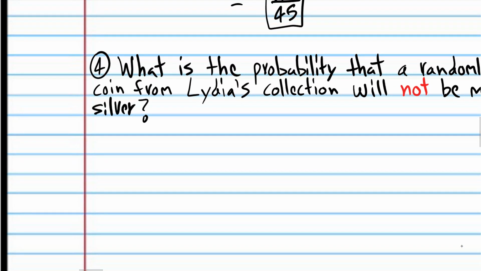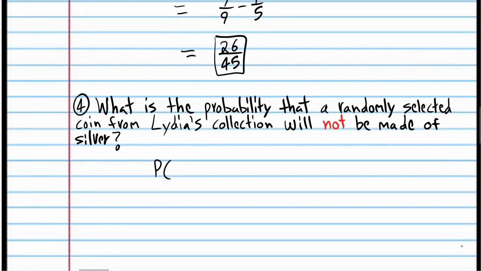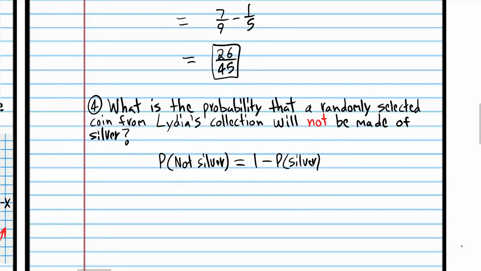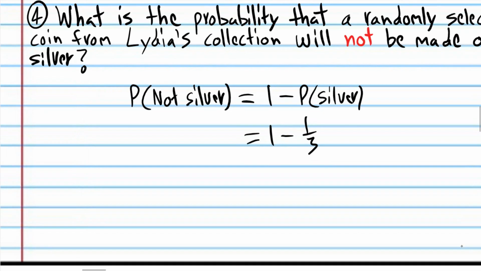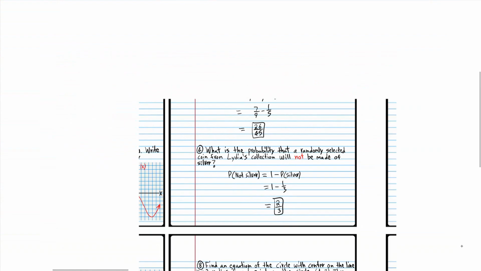So the probability that a coin selected from Lydia's collection will not be silver is equal to 1 minus the probability that a randomly selected coin will be silver. And we're given that information. That's 1/3. We're told up here the probability that a randomly chosen coin will be made of silver is 1/3. So we just subtract and we get 2/3. So that was a pretty easy problem. You got that right? Good.